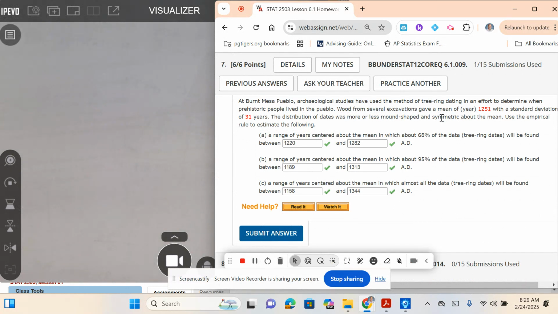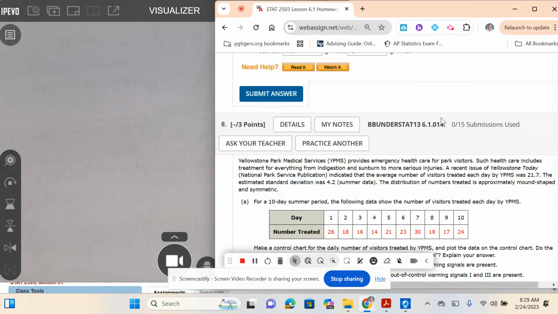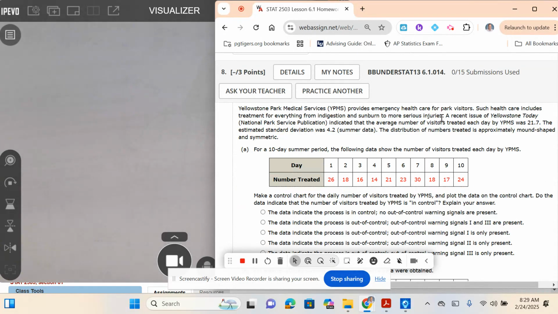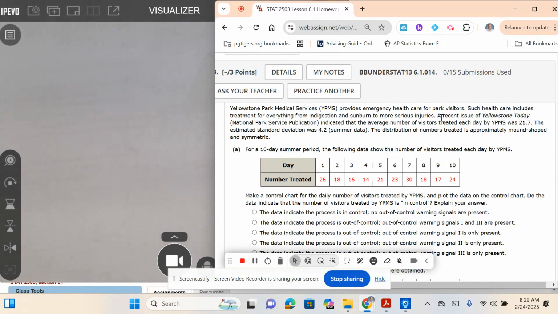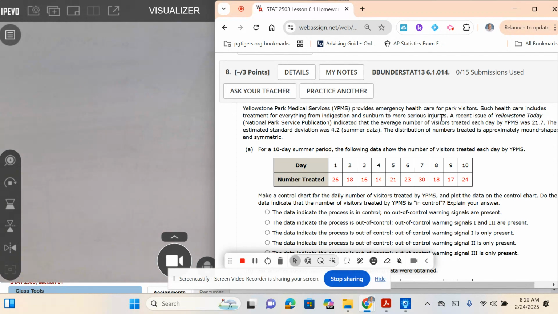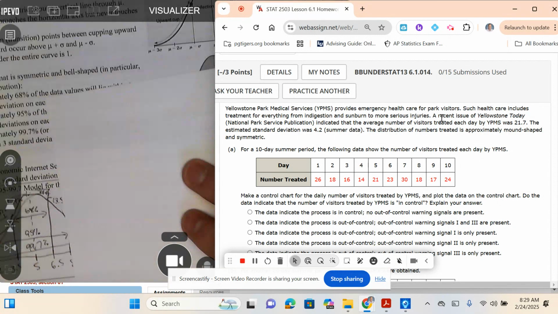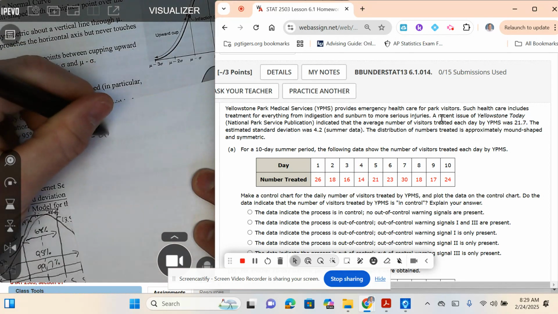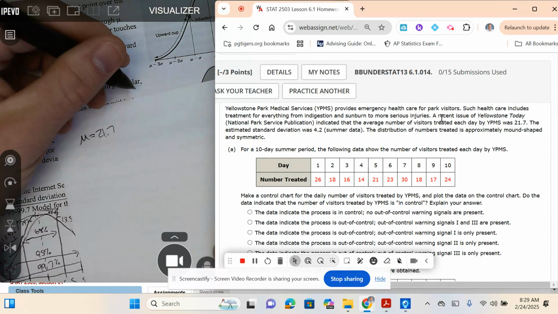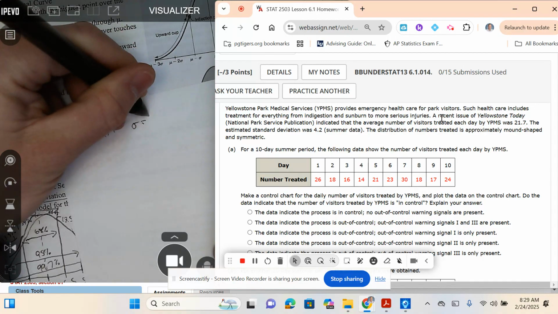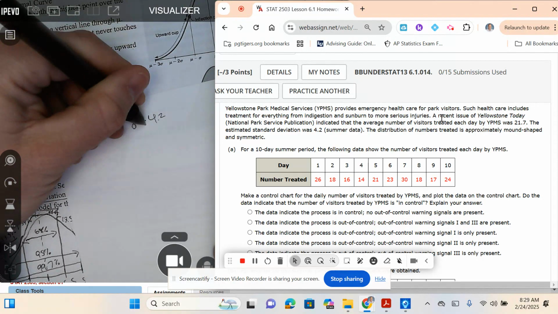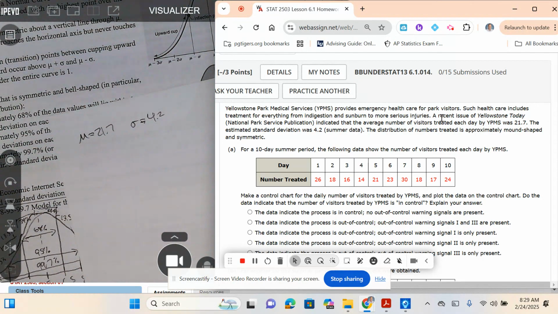All right. Finally, number 8. So now the out of control stuff. Yellowstone Park Medical Services provide emergency care for park visitors. Such health care includes treatment for everything from indigestion to sunburn to more serious injuries. A recent issue of Yellowstone Today indicated the average number of visitors treated was 21.7, with a standard deviation of 4.2. It's mound-shaped and symmetric, implying that it's approximately a normal distribution.